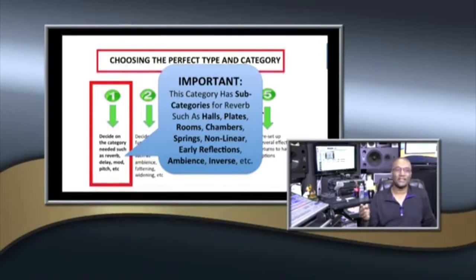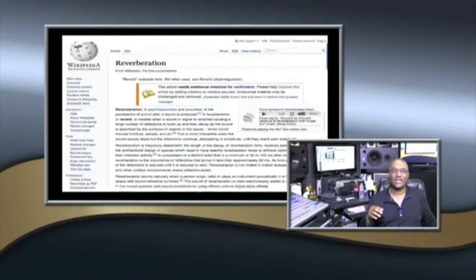Other steps we build out into what kind of function it's going to have and things like that. But today we're going to be talking about the category, because if we pick reverb, for example, it has a lot of subcategories. Some of the subcategories of reverb are halls, plates, rooms, chambers, springs, nonlinear, early reflections, ambience, inverse, and just a whole bunch of different ways you can think about what reverb does. So it gets broken down a lot more than a lot of people think about. We're going to dig into that a little bit more.